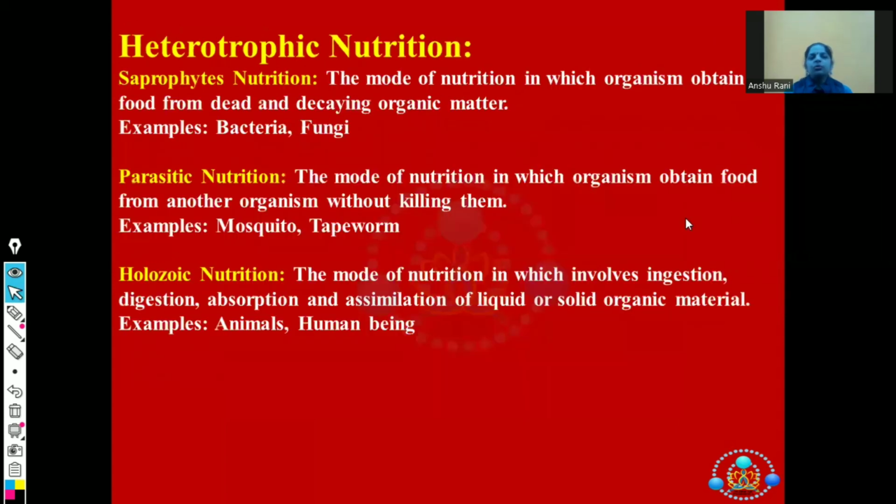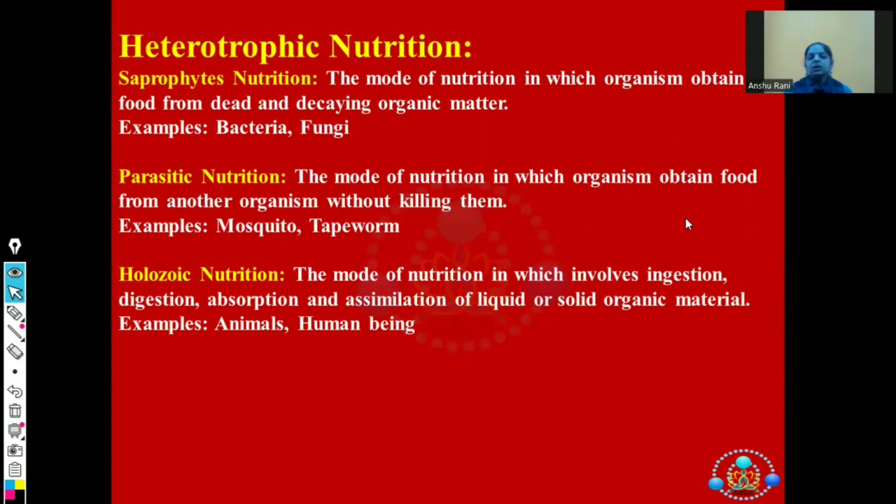Then we have the heterotrophic mode of nutrition. We have 3 types: saprophytes, parasites and holozoic mode of nutrition. Saprophytes are those which depend upon dead and decaying matter for their food. Like we have fungi, bacteria, and mushrooms are also examples of saprophytes.